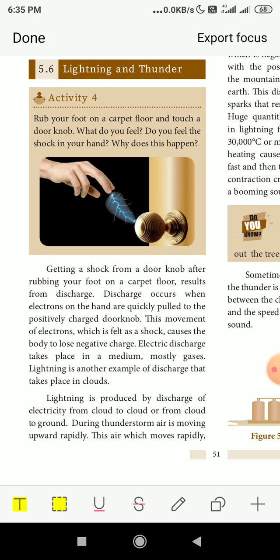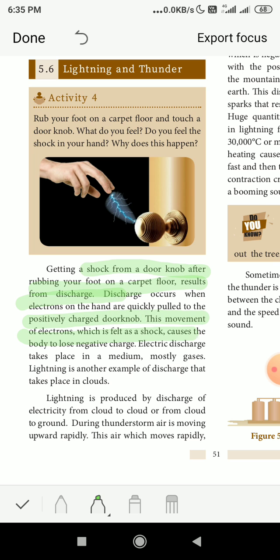Electric discharge takes place in a medium, mostly gases. Lightning is another example of discharge that takes place in clouds. How lightning occurs you have studied in your primary classes. So this is a give-reason question and this is the answer for that. Lightning is produced by discharge of electricity from cloud to cloud or from cloud to the ground.